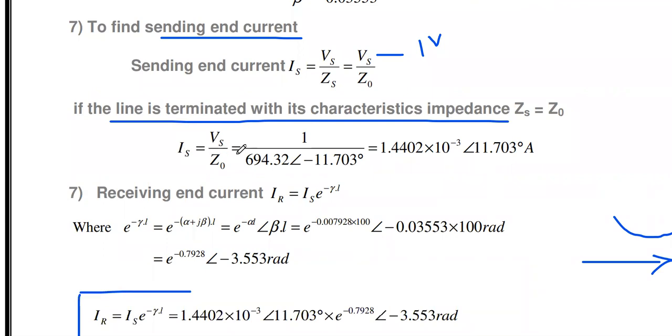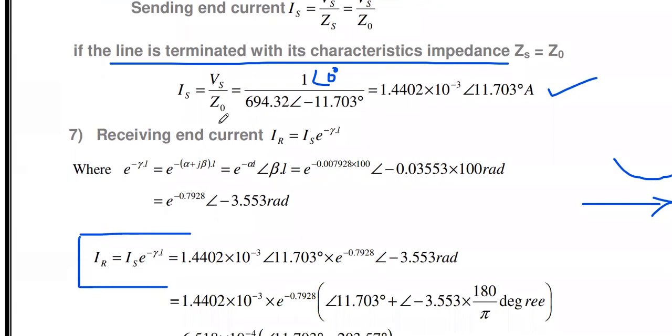So the sending end current is equal to Vs, 1 volt, divided by Z0, which we just calculated as 694.32 with angle minus 11 degrees. Here 1 means 1 with angle 0. So 1 divided by 694.32, the answer is 1.44 into 10 to the power minus 3, and angle 0 minus of minus 11, so plus 11.703 degrees, amps. This is the sending end current. Once you have calculated the sending end current, we have to calculate the receiving end current.